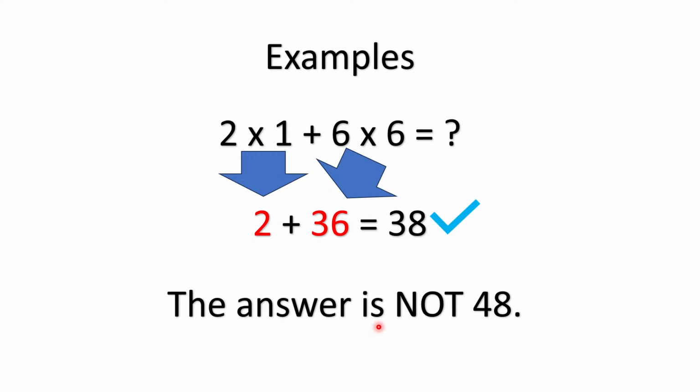Here's another one that I've seen a lot online. It's 2 times 1 plus 6 times 6 equals what? Well, this one's pretty easy too. You do the multiplication first. 2 times 1 is 2. 6 times 6 is 36. 2 plus 36 is 38. Again, the answer is not 48. I will see a lot of people answer 48 to this one.